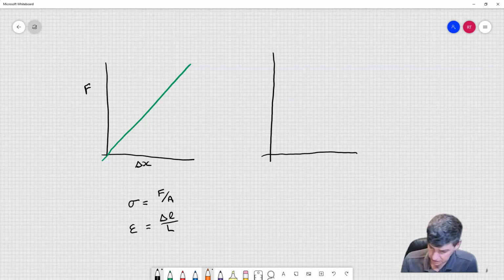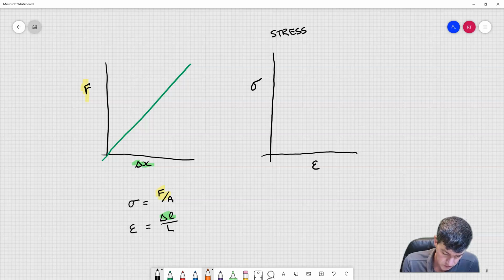So if we compare these things, we have a similar force, and we have a similar change of length. So it makes sense that we should have a graph that is generally organized with the force term and the change of length term on the bottom. Okay, and so this would be what we would consider to be a stress strain diagram.